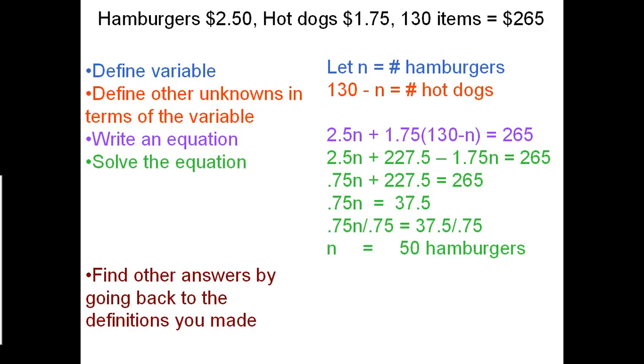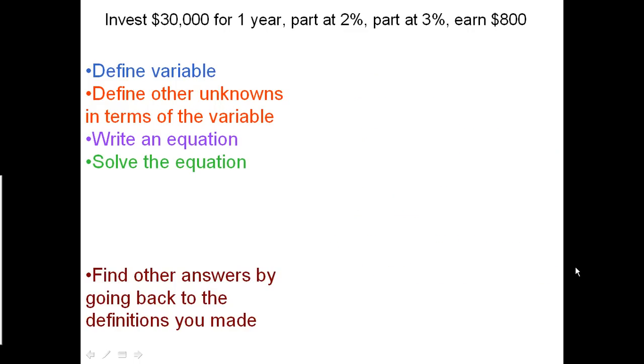To find the number of hot dogs, I'm going to go back to this definition here. 130 minus n, the total number of items minus the number of burgers, is the number of hot dogs. So I go back to that. I go 130 minus n, or 130 minus 50 is 80 dogs. So we sold 50 hamburgers and 80 hot dogs. That's our answer.